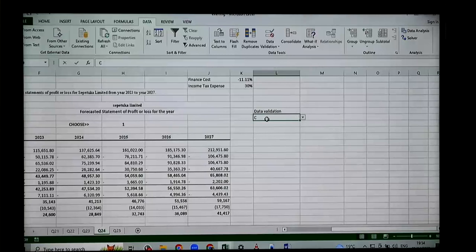Because there are only 3 scenarios, we don't want a situation where you have not validated the data that should enter in that cell. Someone writes scenario 4 and there is no scenario 4. You see, it will give no results to this table, isn't it?